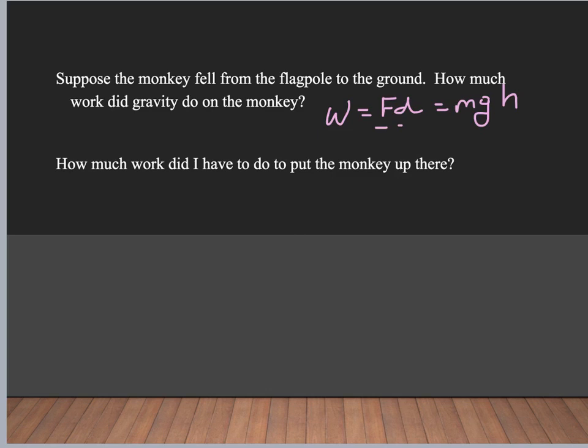So really, the work done is equal to the change in gravitational potential energy, which we had that number as 0.196 joules. I said it wrong that time.